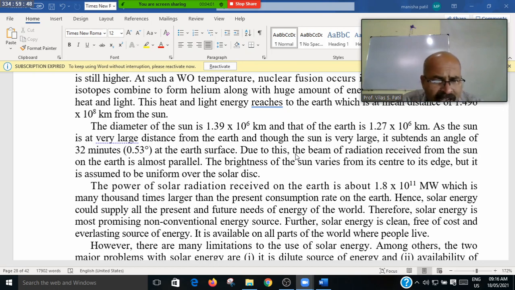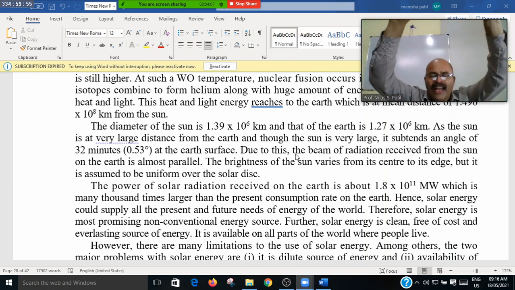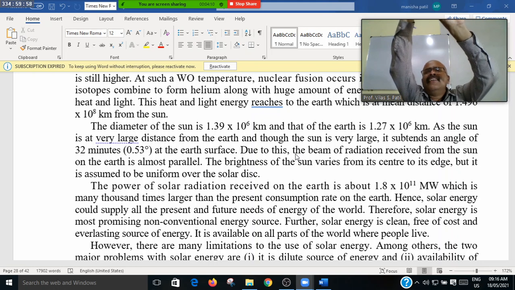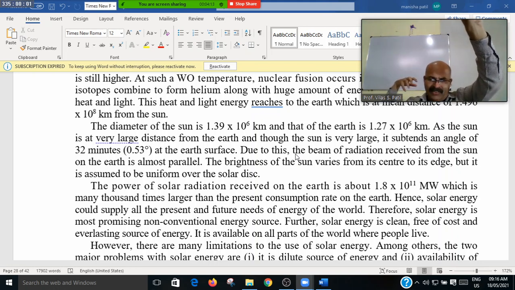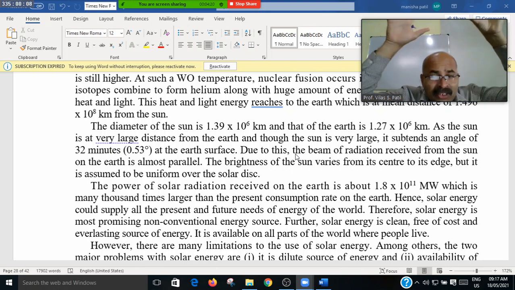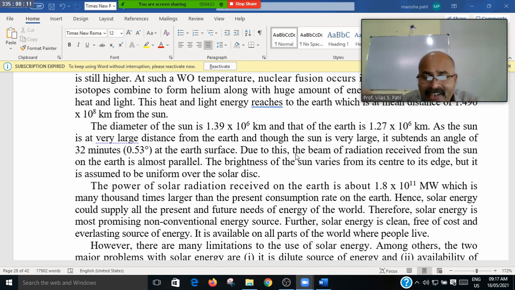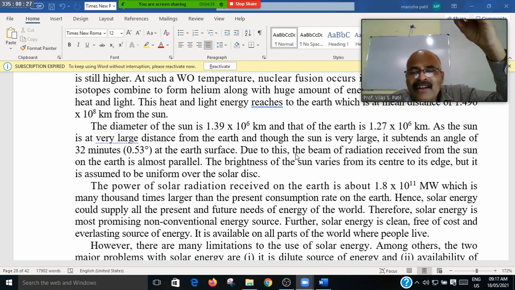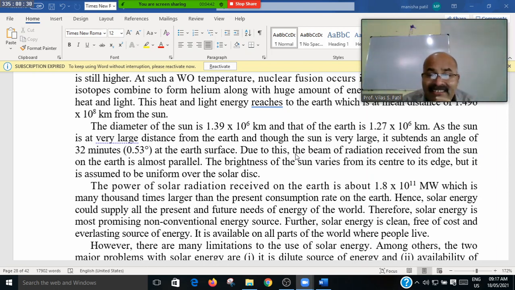But it is assumed to be uniform over the solar disk. The sun is a disk, so the radiation is treated as uniform, as it travels from a large distance. At the center it is very high, at the edge it is very low, but the solar radiation will be traveling a very large distance, and hence due to that distance the whole sun acts as a disk and will give parallel rays.